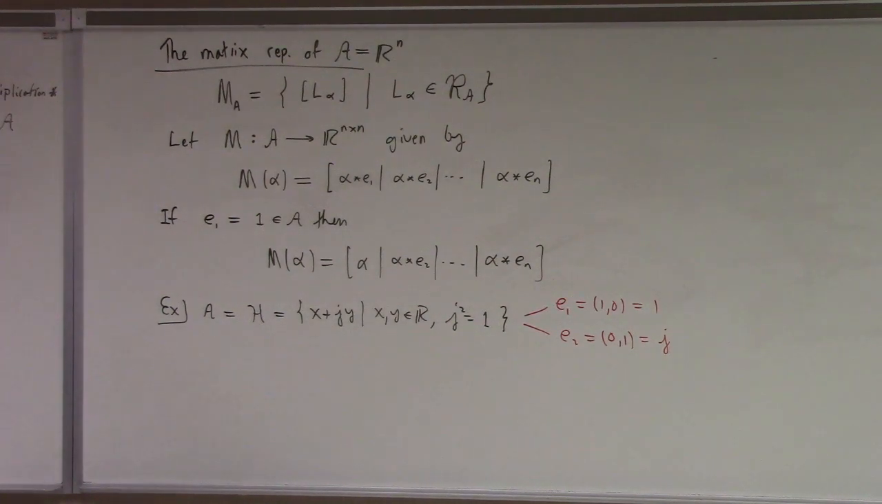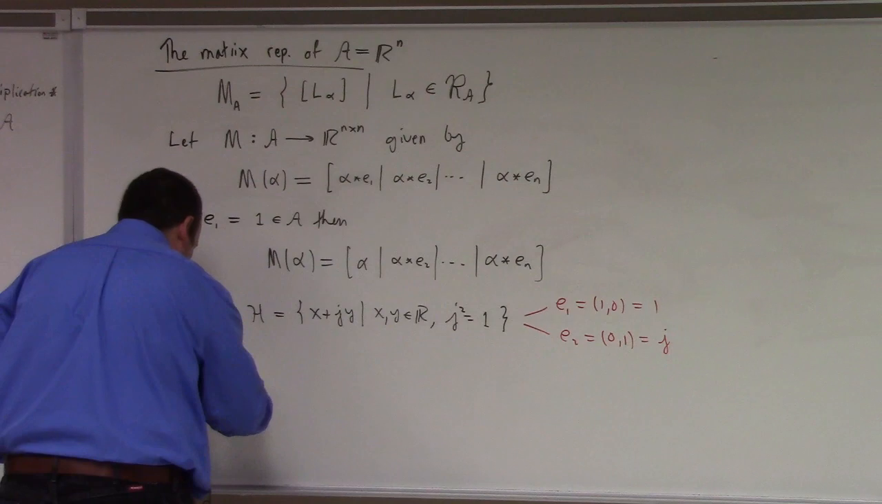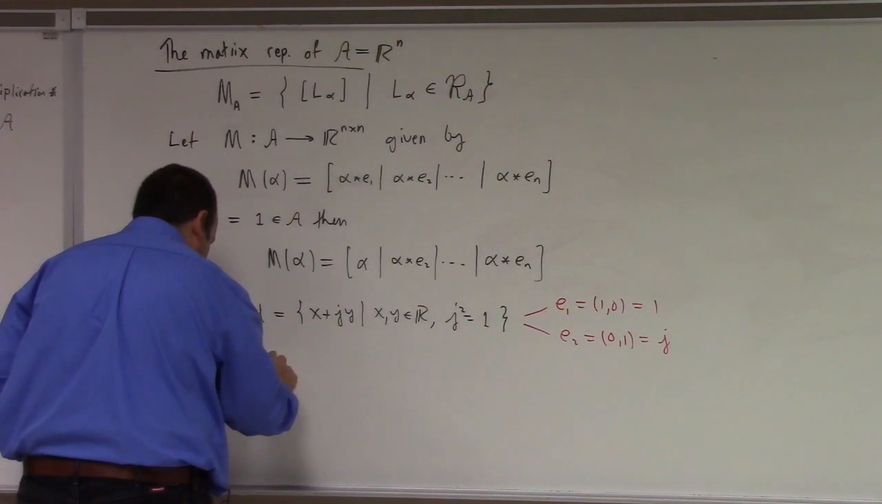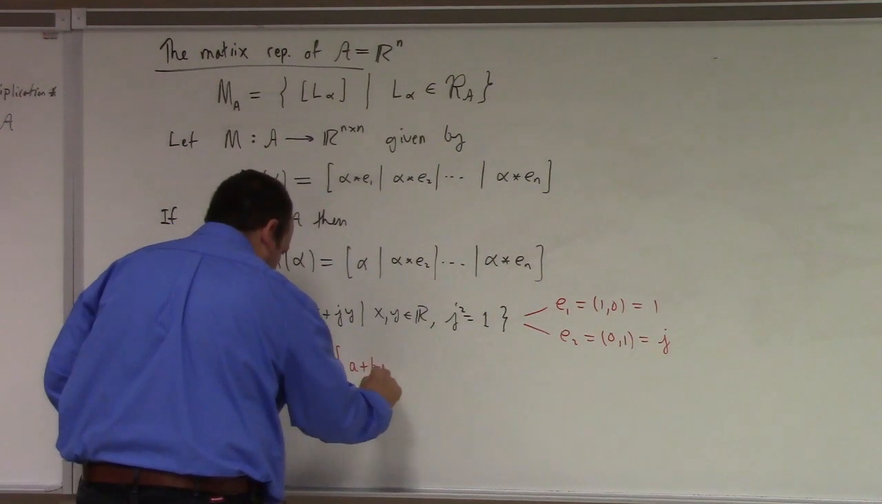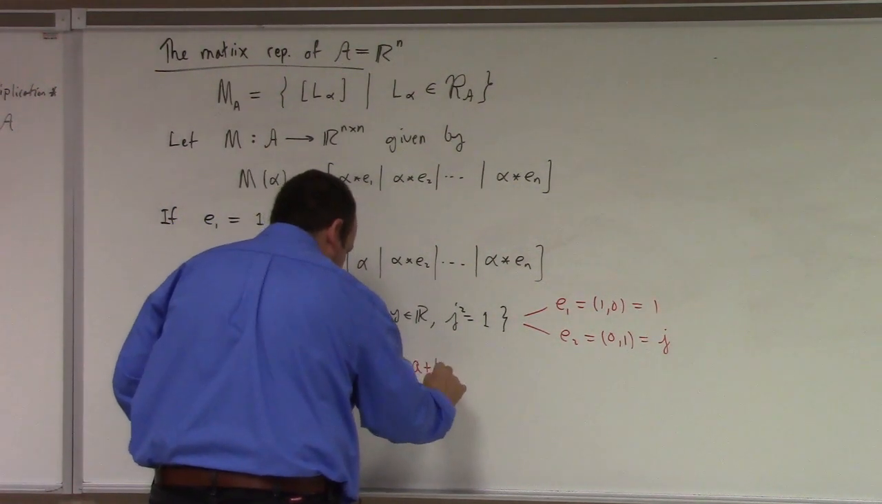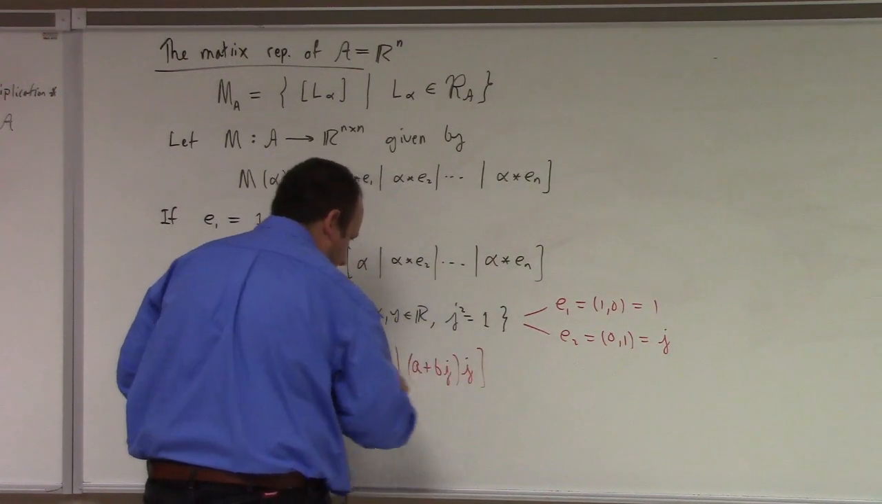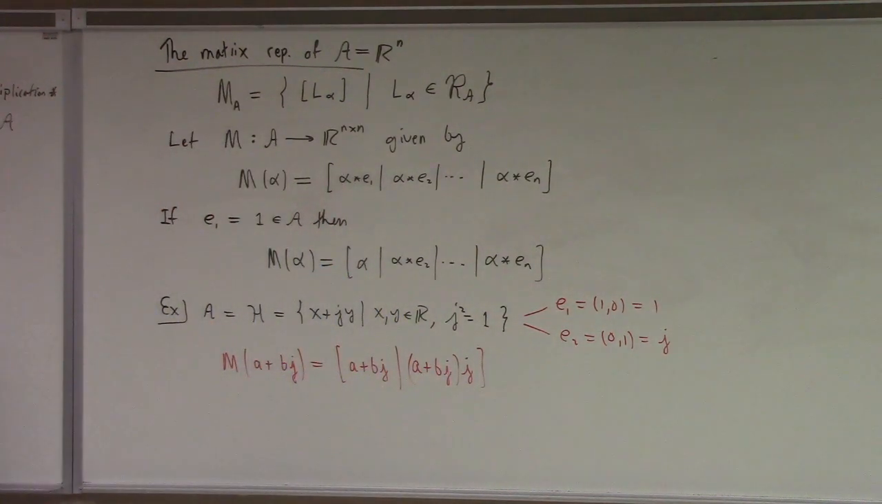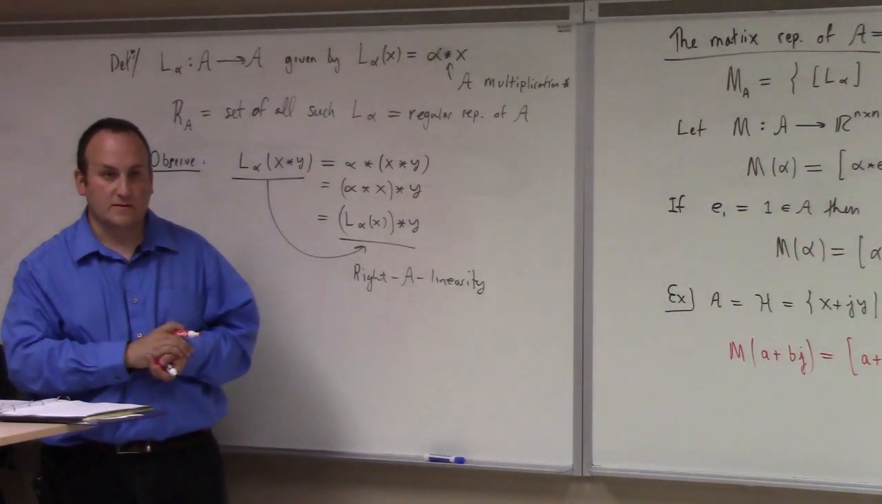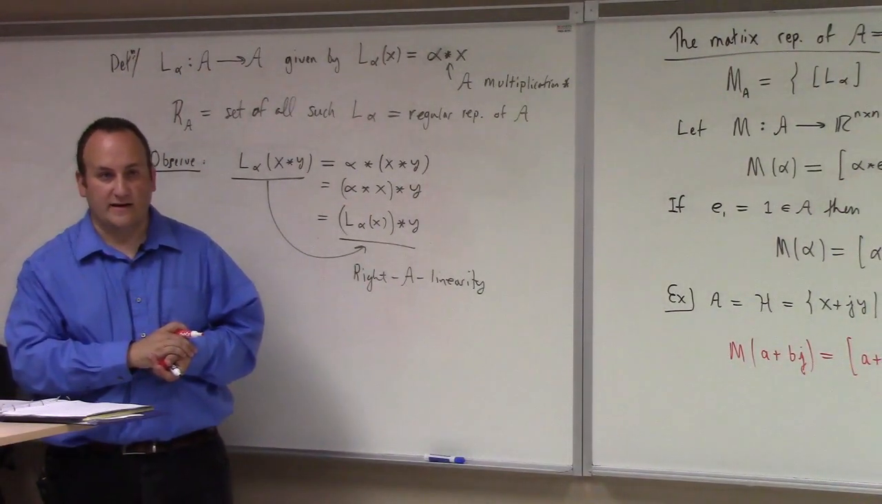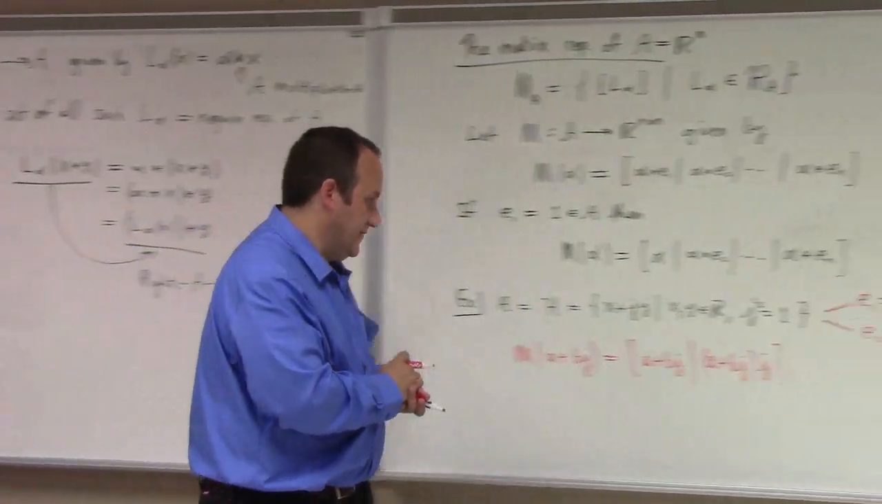So the matrix representation of, let's say, a plus bj is going to be a plus bj, and then a plus bj times j. And we have to multiply that out. The reason it's just the number again in the first column is because E1 is the identity here. So we just put the number in the first column, and then we put the number times E2 in the second column. But here E2 is j, and that simplifies to what?